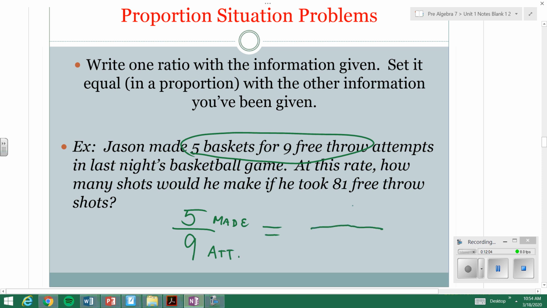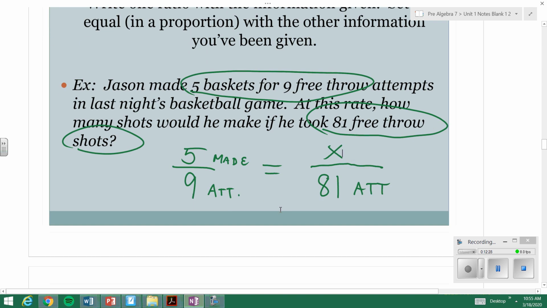And then on the other side, you have to say, okay, is this 81 a free throw attempt or is that the made shots? It's asking how many shots would he make if he took 81 free throws. So that is referring to, just by context clues, a number of attempts. And then if you solve this with an equation of cross products, you would have 9x being equivalent to 5 times 81, which is 5 times 80 is 400, plus an extra 5 should be 405.